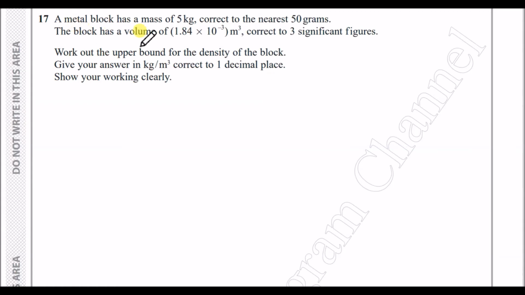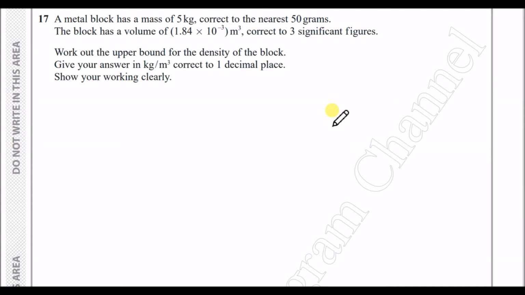A metal block has a mass of 5 kg, correct to the nearest 50 grams. Ooh, sounds like a bounds question. The block has a volume of 1.84 times 10 to the negative 3 meters cubed, correct to 3 significant figures. Yep, this is totally different. Work out the upper bound for the density of the block. Give your answer in kg per meter cubed.